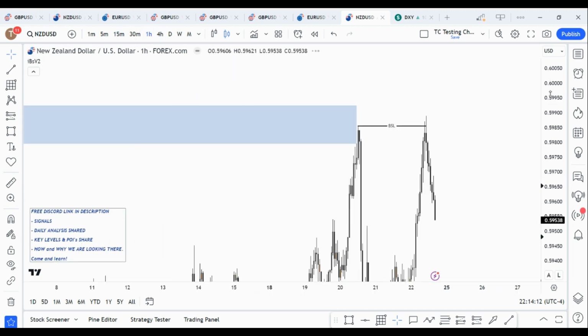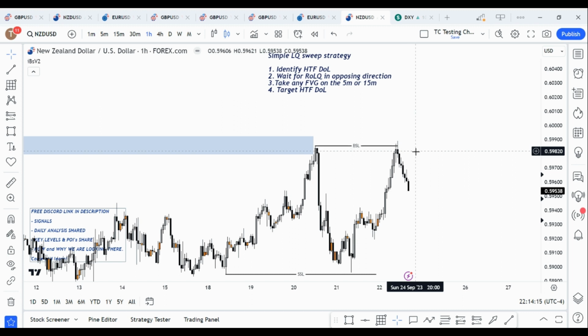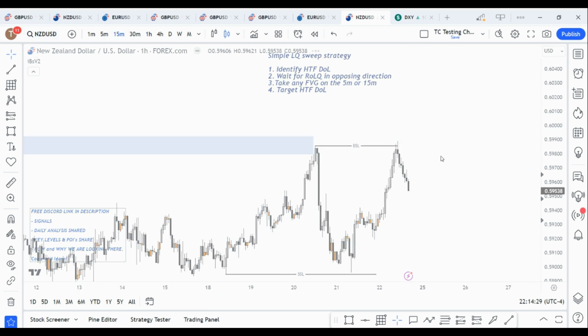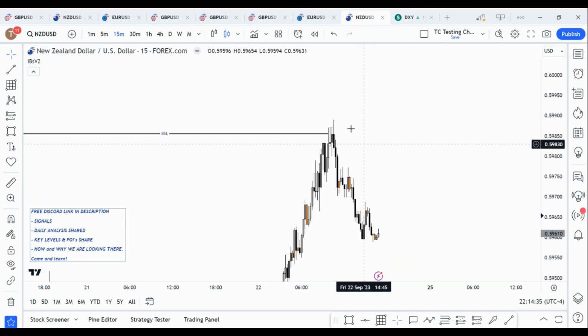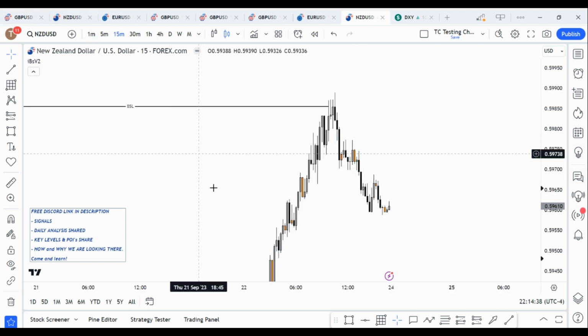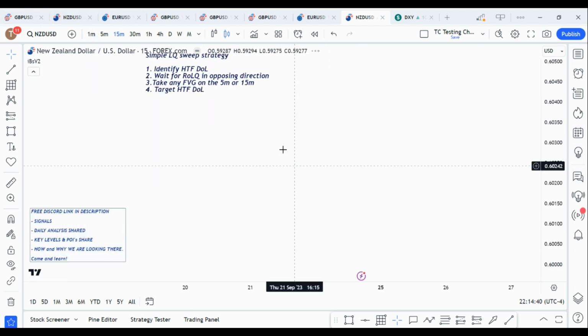Also notice that on the H1 time frame, we close back inside the range. So we expand out of the range, we sweep out of the range by around about 4 pips, but the candle bodies close back inside the range. And this is also the same on the 15-minute time frame. You can see we do not have a close outside of the range. So take any fair value gap on the 15-minute time frame.